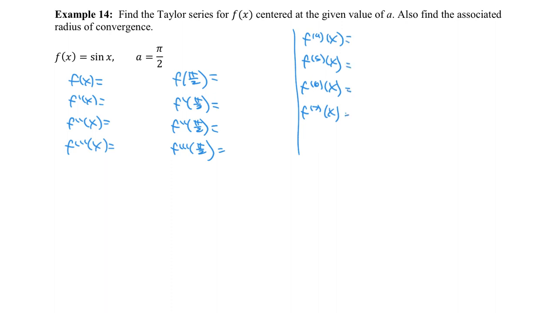And then, of course, we need to plug in pi over 2 at all these points. So we have the 4th derivative of f at pi over 2, then the 5th derivative of the function at pi over 2, 6th derivative, and finally the 7th derivative at pi over 2. All right, so f of x is sine of x.